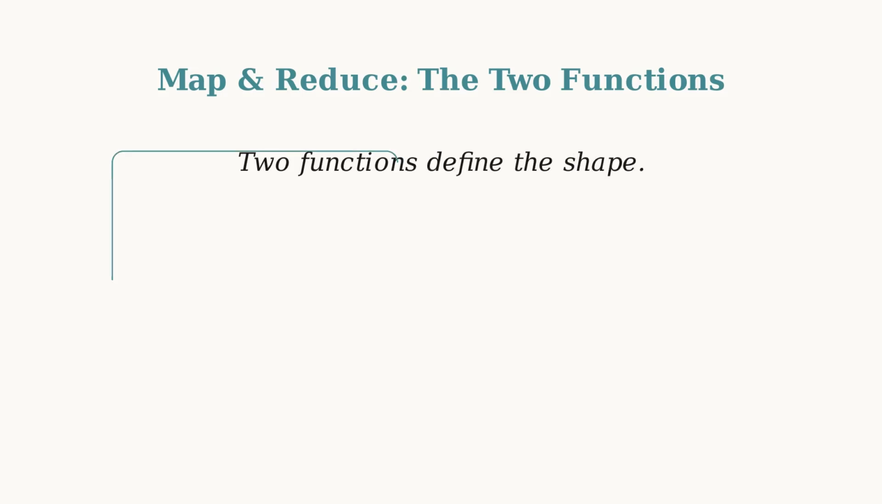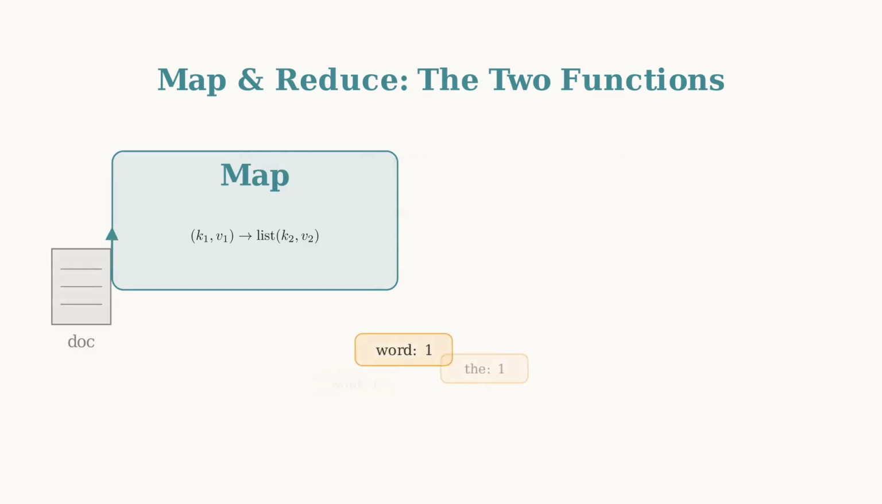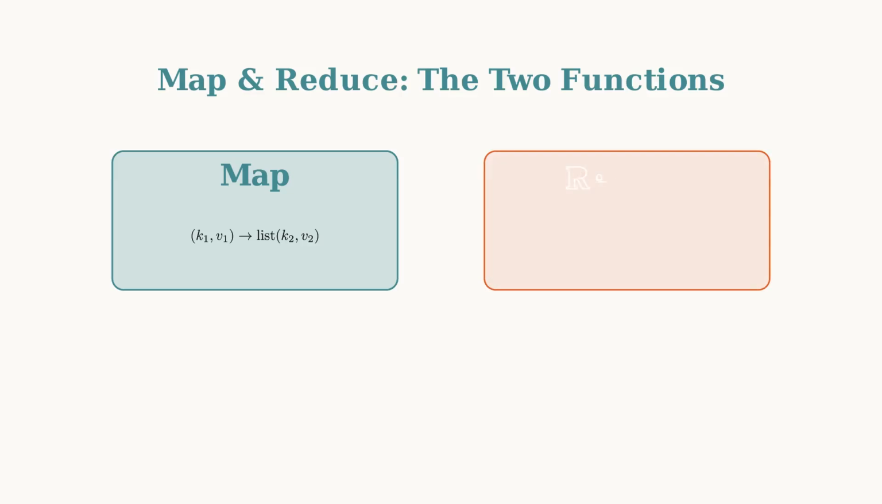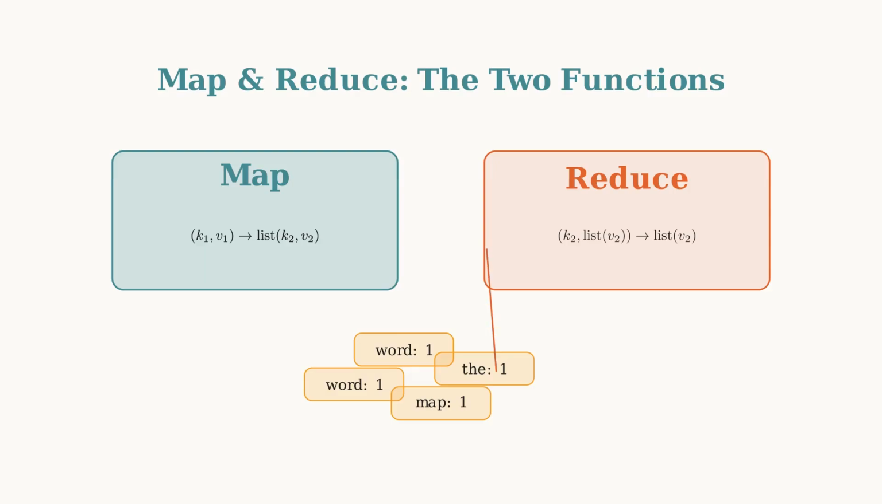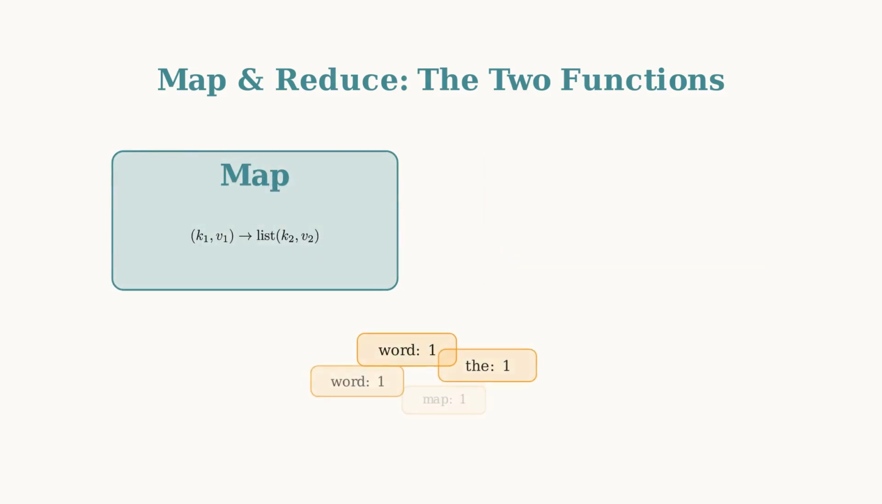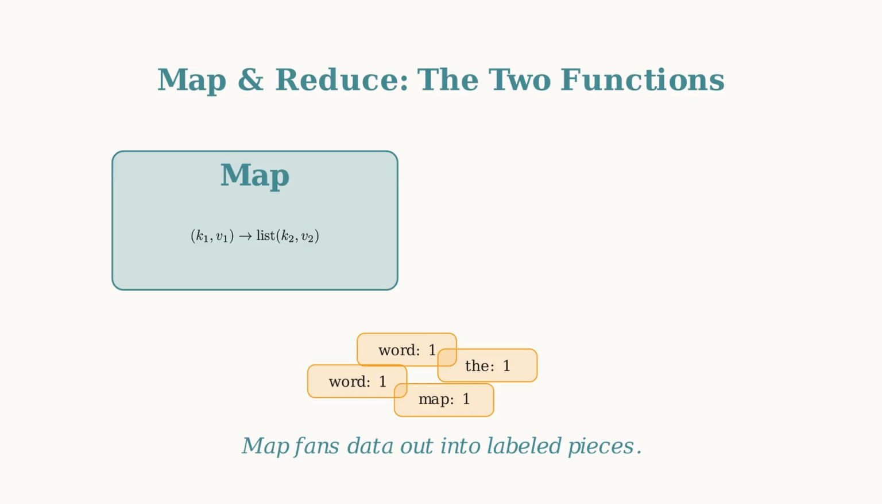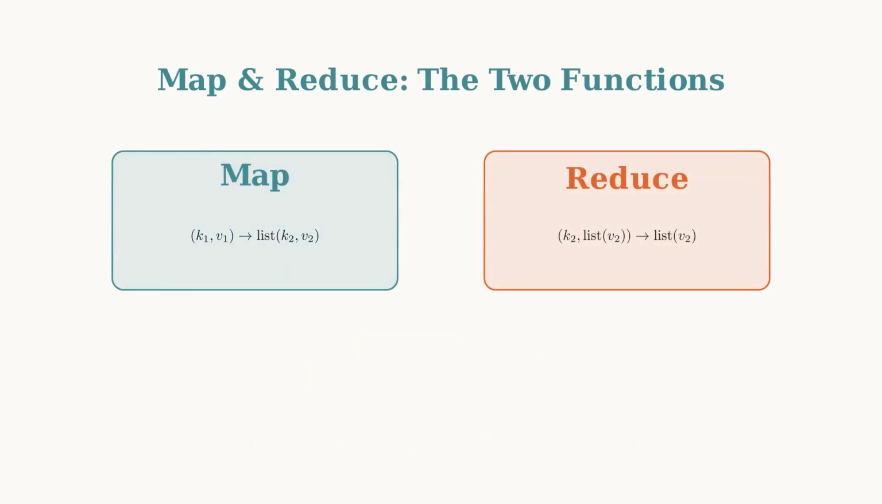So what is the shape? Two functions. The first is called map. It takes one input record, say, a document, and emits a list of key-value pairs. The second is called reduce. It takes a key and all the values that were emitted for that key, and combines them into a final answer. That's it. Map fans the data out into labeled pieces. Reduce collects everything sharing a label and folds it together.